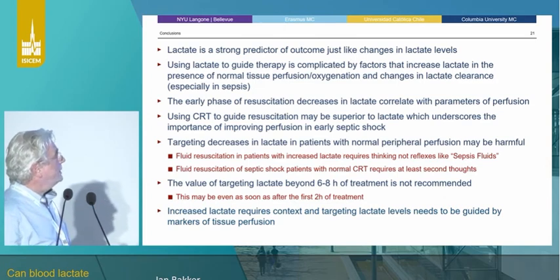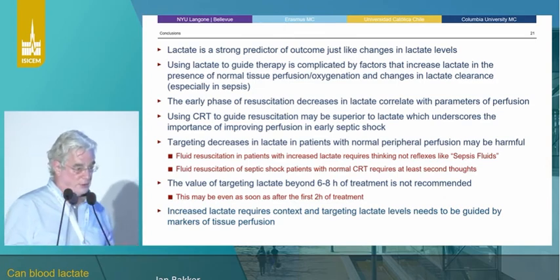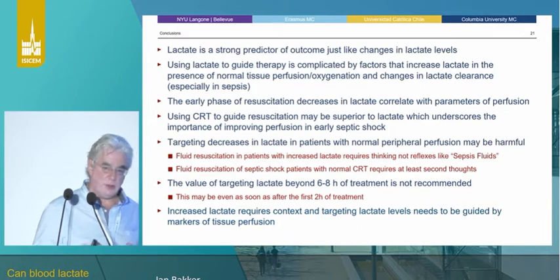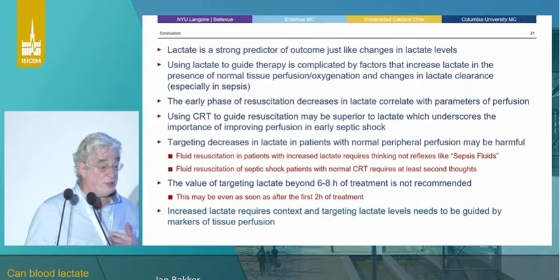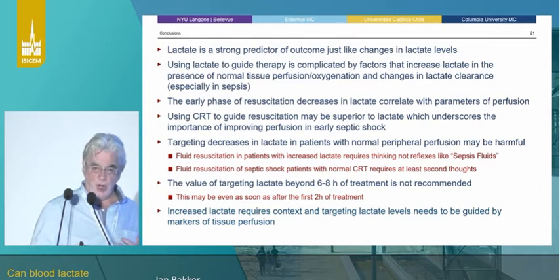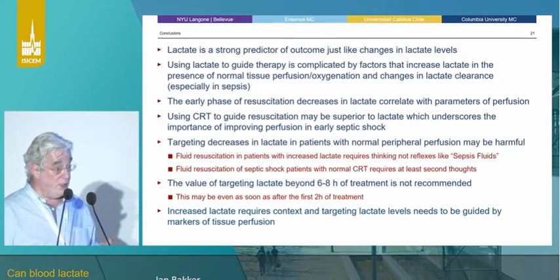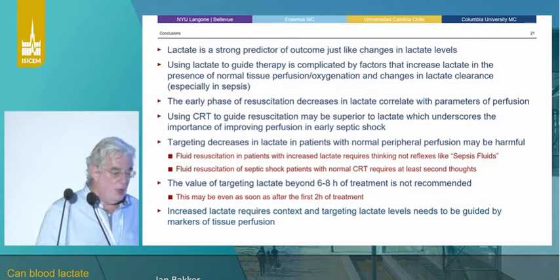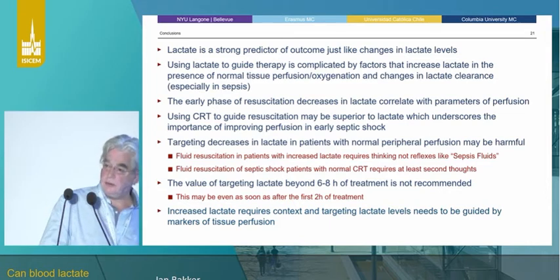Using lactate to guide therapy is complicated. You can use it, but you have to take into account that there are other factors, especially in sepsis. The early phase is associated with parameters of perfusion, the changes in lactate. Using CRT might be superior to lactate, and targeting decreases in lactate is difficult and maybe dangerous, especially in patients with normal peripheral perfusion or no indicators of hypoperfusion.